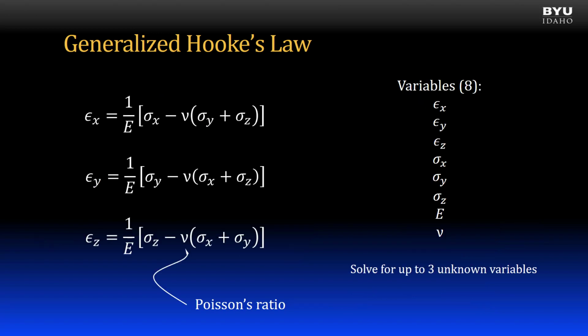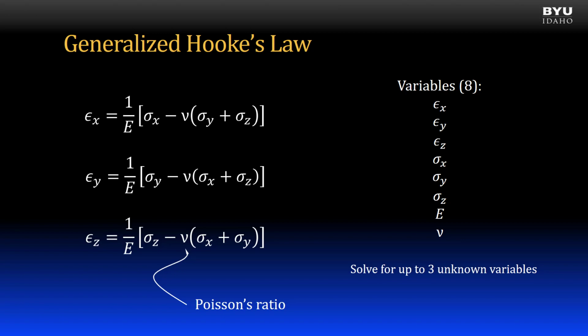The generalized Hooke's law equations, shown here, consider all three dimensions, which includes the strain in the direction of the stress and the Poisson's ratio effects from stresses acting in perpendicular directions. Note that there are three equations, one for strain in each axis direction. These equations assume linear elastic and homogeneous material behavior. Altogether, there are 8 variables in these three equations. With 3 equations, problems with up to 3 unknown variables can be solved.